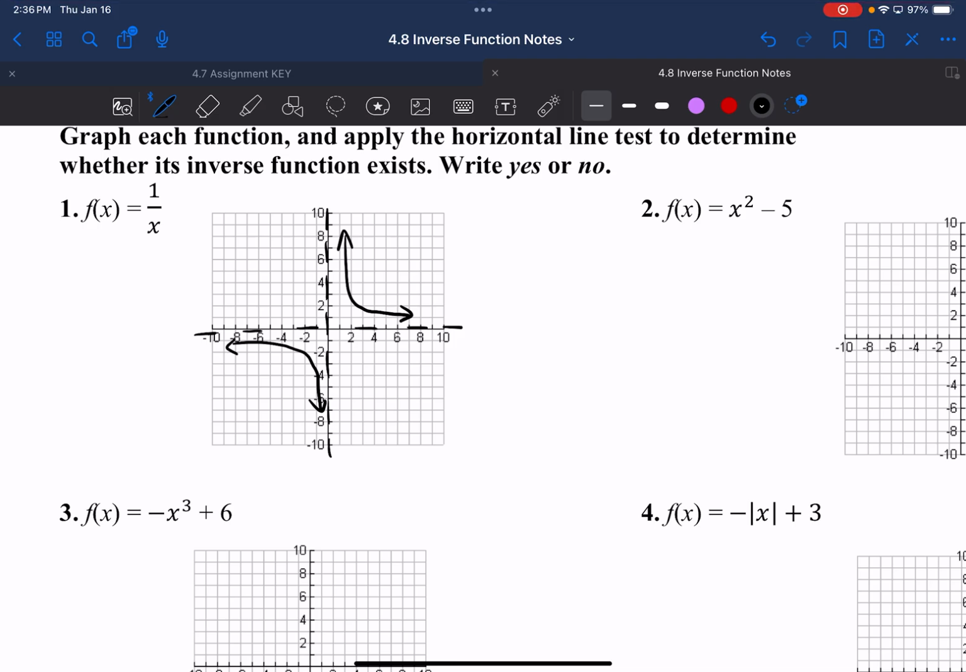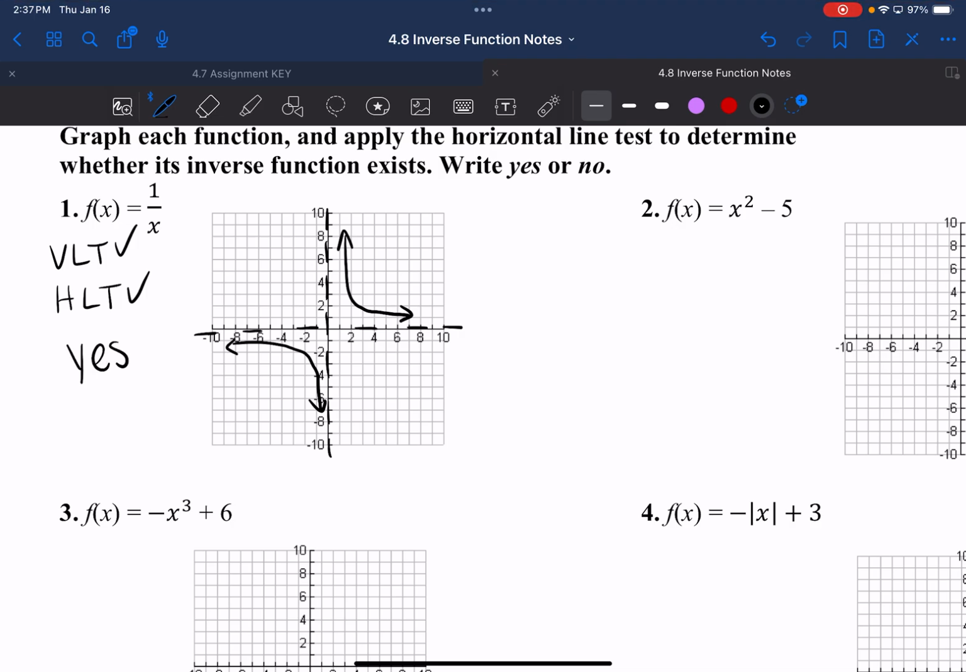Okay, so what do you guys think? Is it 1-to-1? Yeah, it's going to pass both the vertical line test, no x's repeating, and it's going to pass the horizontal line test because no y values are going to repeat, right? So therefore, what do you guys think? Is it going to have an inverse function? My answer would be yes. So that's all we got to do.